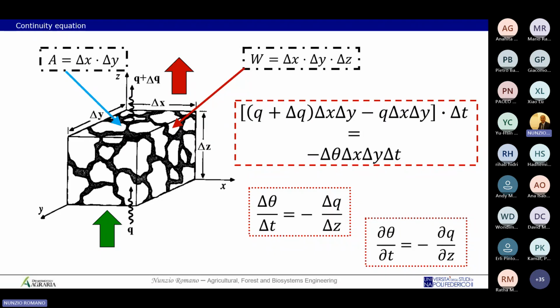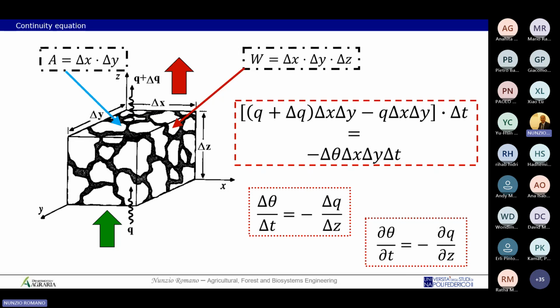And if we only want to consider this in the vertical direction, from the mathematical point of view, we have to write the derivative in terms of a partial derivative. But I don't want to go into more detail on this. I only put this in this slide because you can find it in some textbooks. So this is the continuity equation.